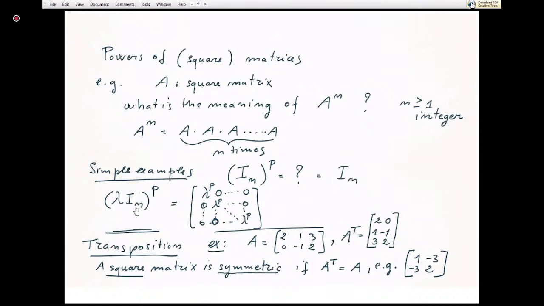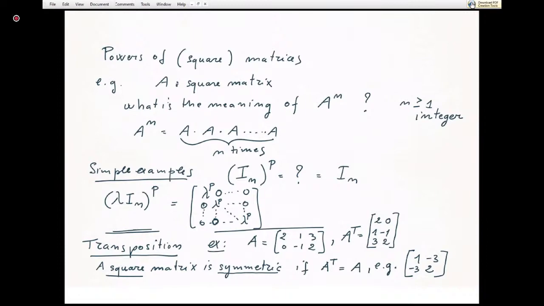What is the power of a scalar matrix? Also this one, you can try with a simple example, a 2 by 2 matrix. If you have a scalar multiplied by the identity matrix, which means a diagonal matrix with all elements in the main diagonal equal to lambda, and you raise this to the power of p, you have this matrix. It is again a scalar matrix where each element in the main diagonal has been raised to the power p. So it's a very simple property that can be checked immediately. It can also be proven, of course.